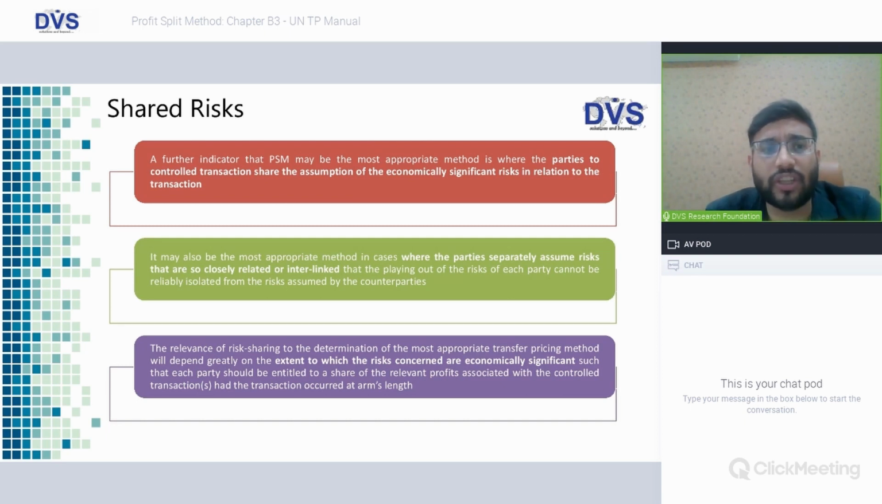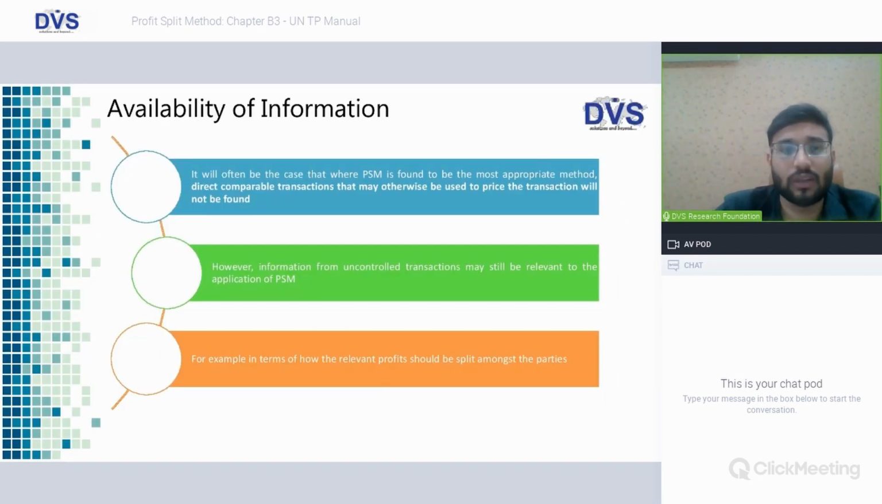Sorry, friends. Shared risk further indicates that PSM may be the most appropriate method where the parties to the controlled transactions share the assumption of economically significant risk in relation to a transaction. So there is sharing of risk. So there are, say, five parties to a transaction. All the five are sharing risk for that particular transaction. That being the case, PSM's usability or usage can be more.